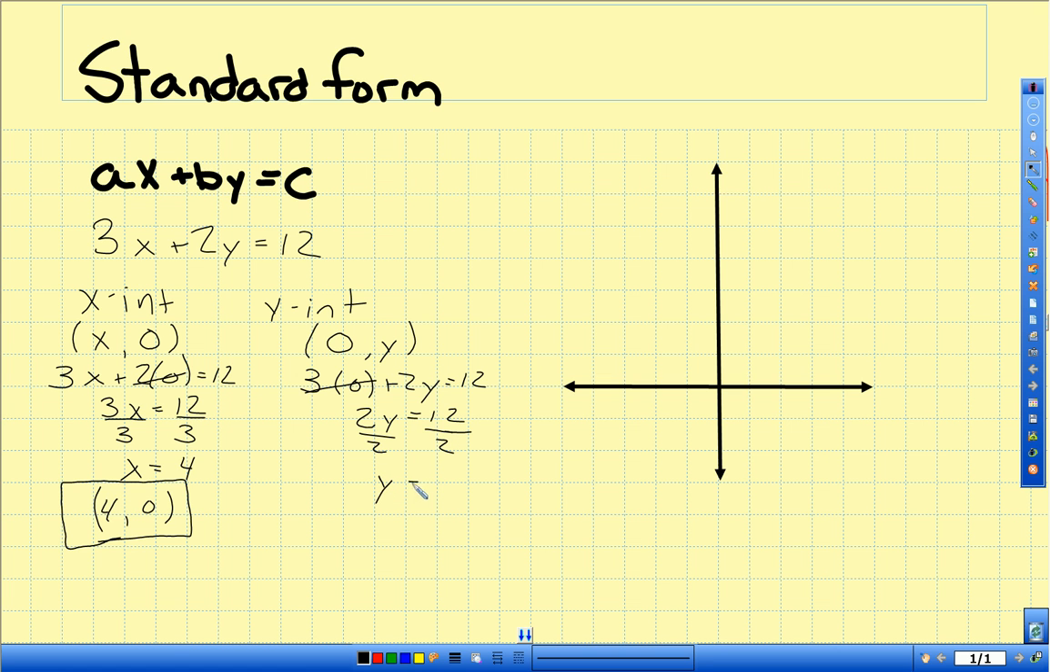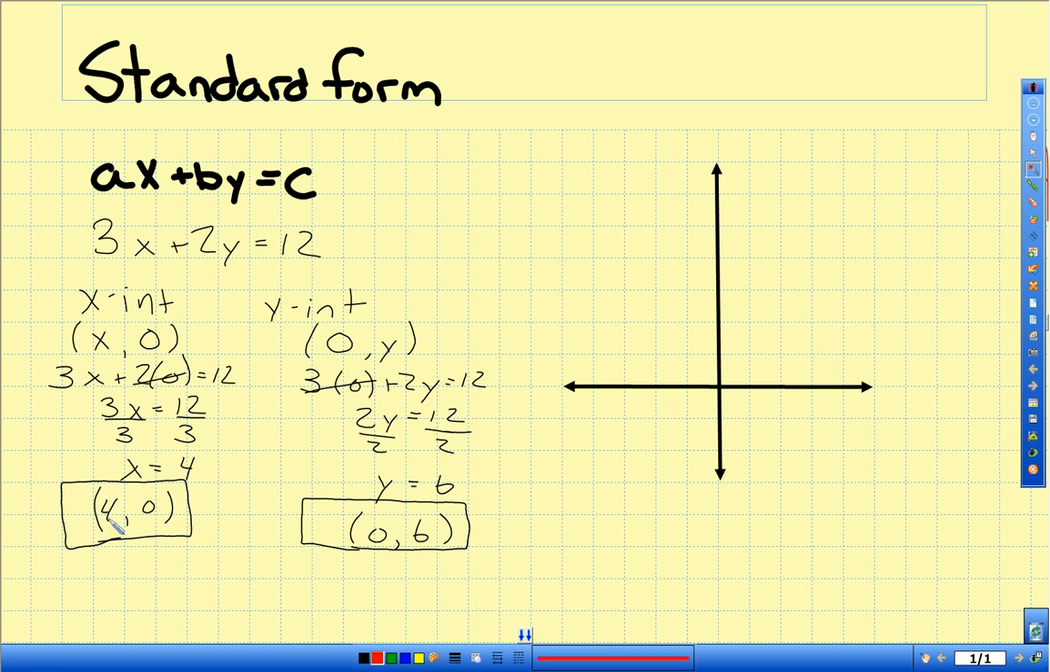y is equal to 6. So we take 6, plug it back into our point. We get 0, comma 6. That's our y-intercept. That's ready to go. Now that we've identified the 2 points we need, all we have to do is plot them on our graph and connect the dots.